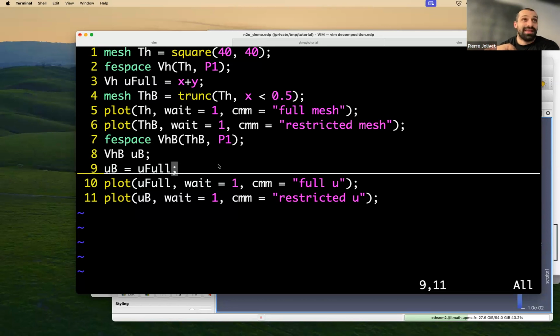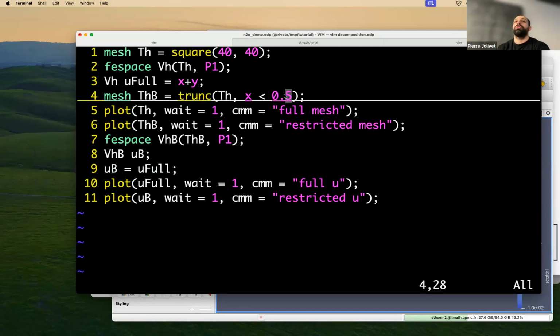And so if you look at a large 3D problem or a large 2D problem with really bad elements, it can in fact result in UB which is not equal to U full, even if you are exactly asking UB equals U full. Okay, and so to avoid such an interpolation, we can use a really useful parameter with the trunc function, which is the new to old parameter. Okay, so we need to add new to old, which will keep the relationship between the old mesh and the new mesh.